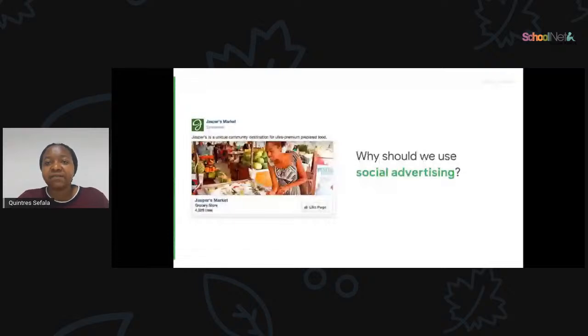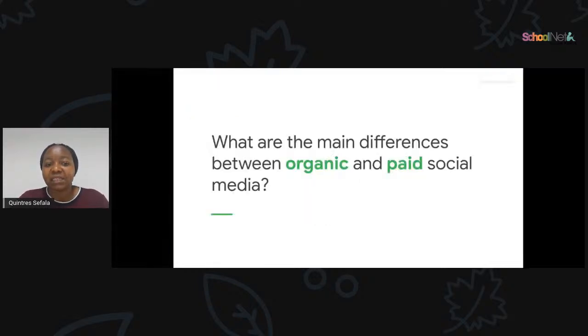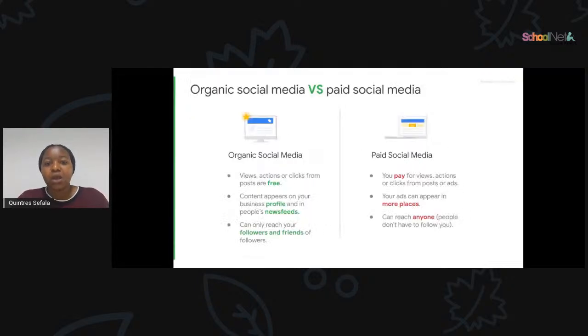But what are the main differences between organic and paid social media? So organic social media is basically the views, the actions, the clicks that are free. Content appears on our business profile and in your followers' newsfeed. And with organic social media, you can only reach your followers and your friends' followers, and that's it.